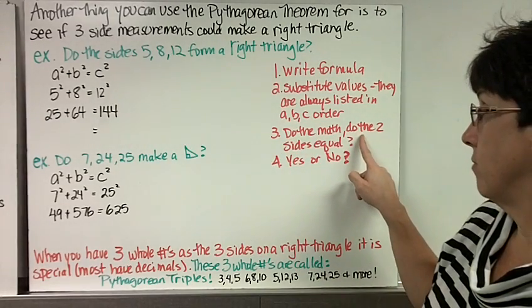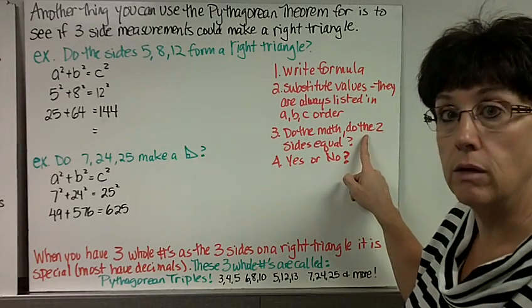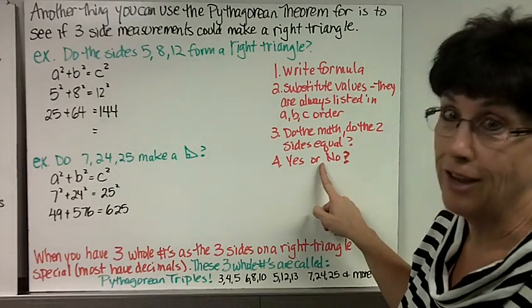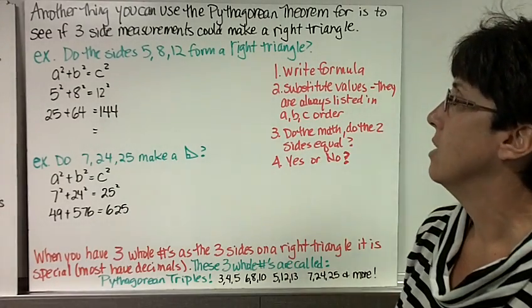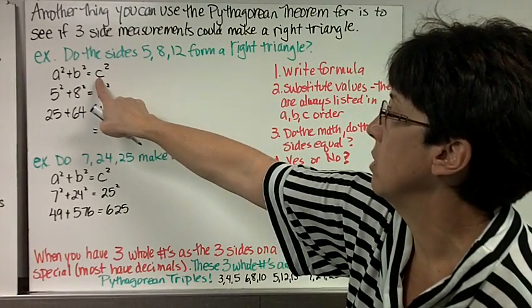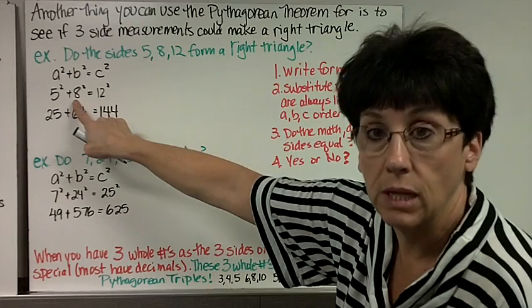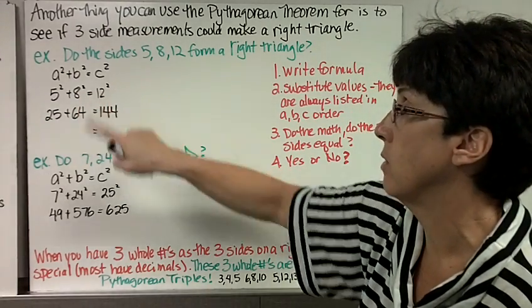Okay, so you never have to worry, well, which is which? Do the math. And do the 2 sides equal each other? If they do, then it's a right triangle. If they don't, it's not. They can't make a right triangle. So here we go. We write our formula, A squared plus B squared equals C squared. We substitute in our A, B, C values. 5 squared plus 8 squared equals 12 squared.